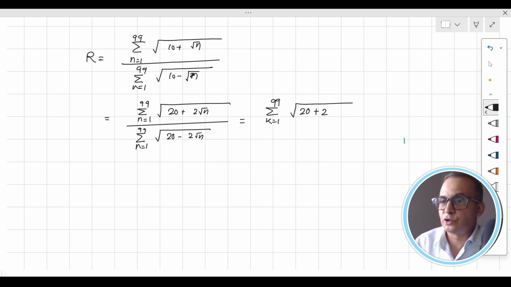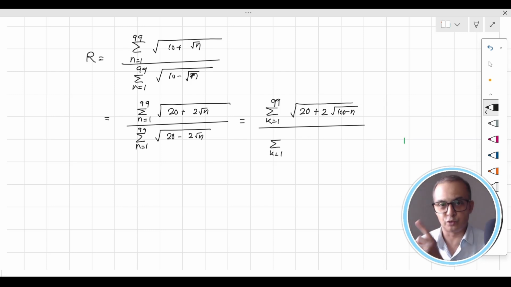So this is going to be 100 minus n. If the king's property is not striking or not making sense, we can think in this way. Since you are writing the summation starting from 1 to 99, it doesn't matter in which order you write. If you're writing 20 plus 2 times 1, the first term, plus 20 plus 2 times 2, second term, and so on, even if you reverse the order starting from the very end, the summation will be the same.